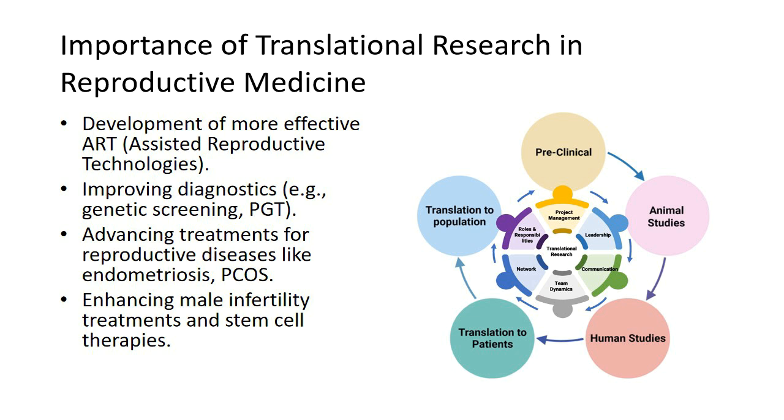Translational research has deepened the understanding of reproductive disorders like endometriosis and PCOS, leading to more effective and targeted treatment options. Research findings have led to the development of medications that can address hormonal imbalances and improve fertility outcomes for women with these conditions. Male infertility.